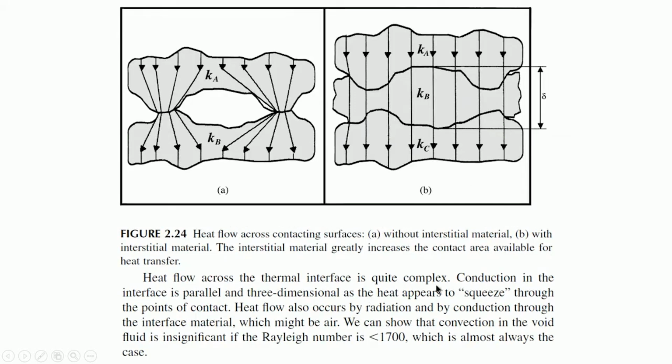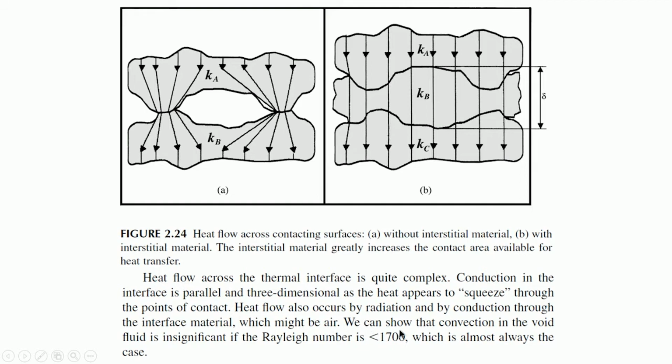Heat flow across the thermal interfaces is complex. Conduction in the interface is parallel and 3-dimensional as the heat appears to squeeze through the points of contact. This is what I was telling you. Heat flow occurs by radiation and by conduction through the interface material. The main thing is conduction here, and because this is closed, a little bit of radiation takes place depending on the differences in temperature.